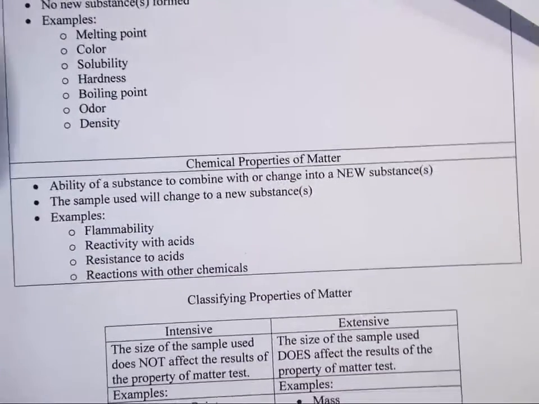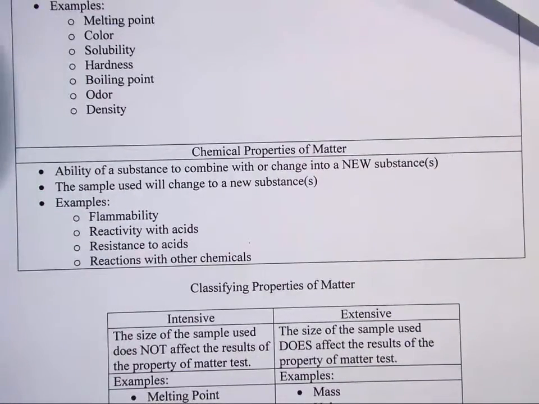chemical properties of matter. This is the ability of a substance to combine with or change into new substances. The sample that we're using will no longer be that original sample anymore. It will change into a new substance when you run these tests. So flammability, reactivity with acids, the resistance of a substance to acids, reactions with other chemicals.